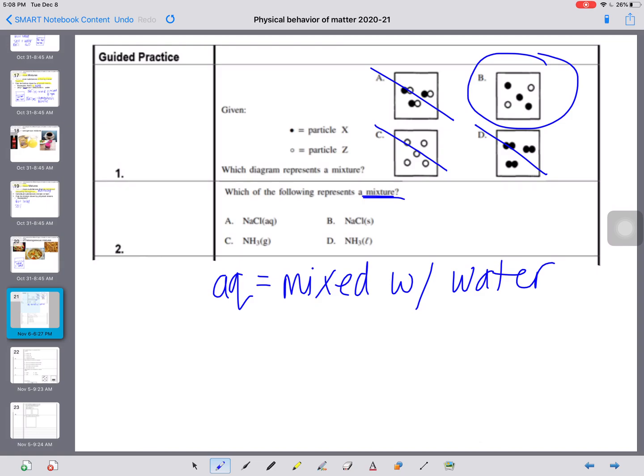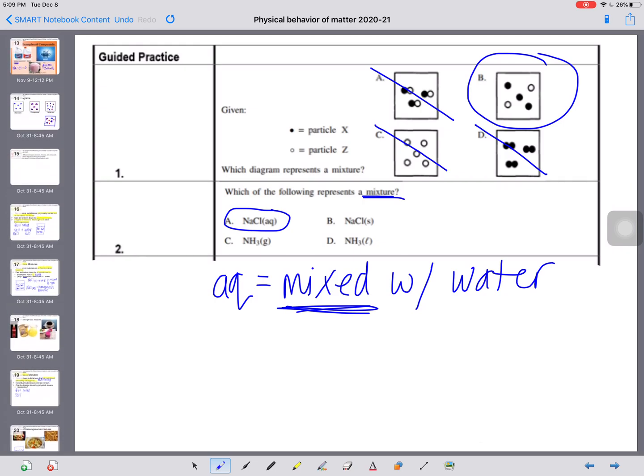Therefore, our answer would be A, because NaCl, AQ, means that NaCl compound is mixed, we're looking for a mixture, with water. Okay, the others, NaCl solid, right? That's just solid table salt. That's not a mixture. That's just table salt. That's just a compound. Same thing with NH3 liquid. That's just the compound NH3 in the liquid form.